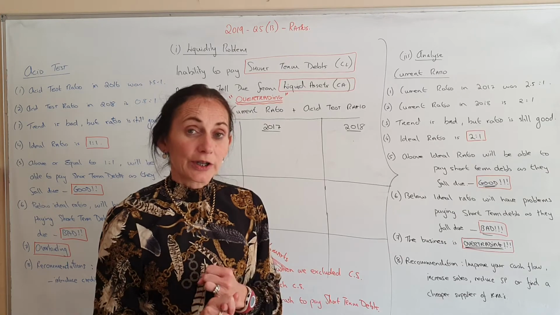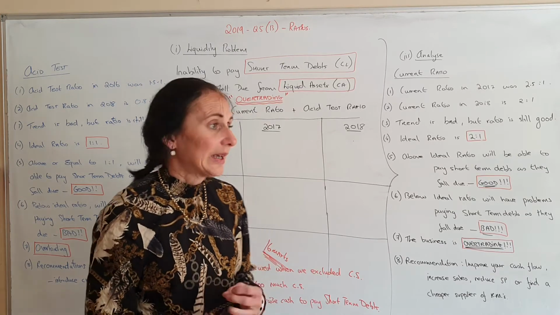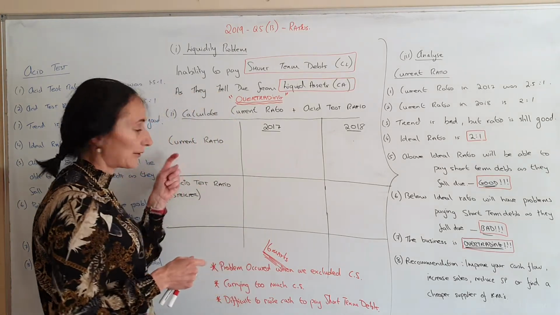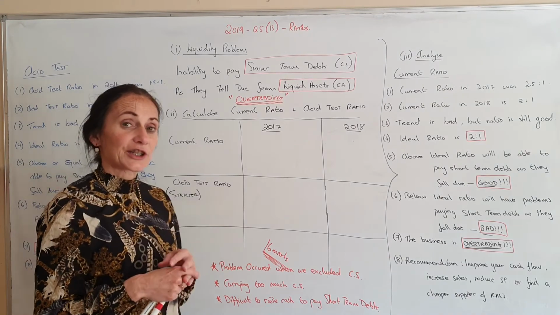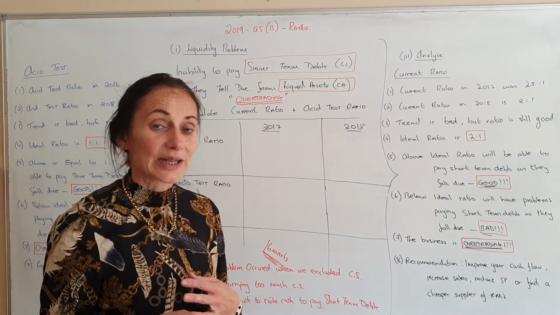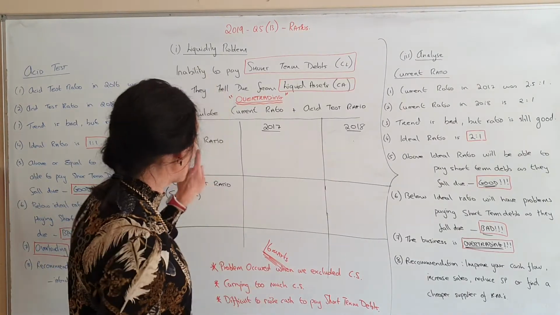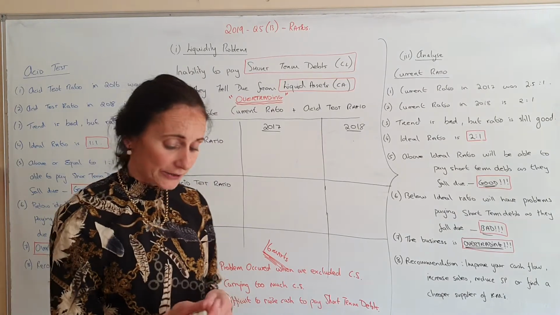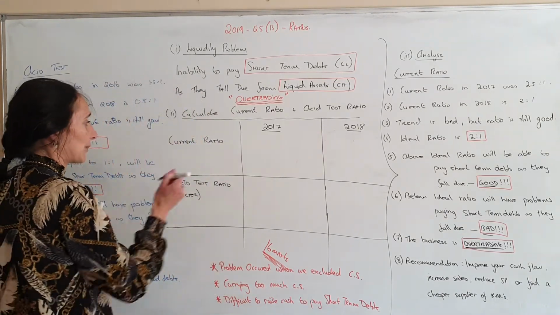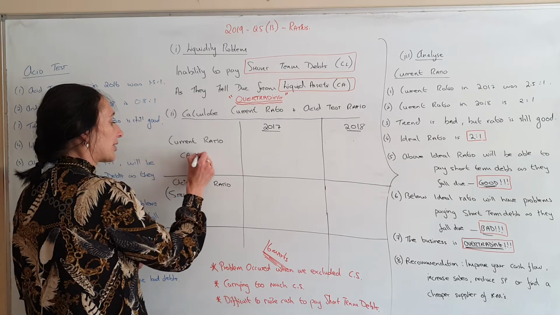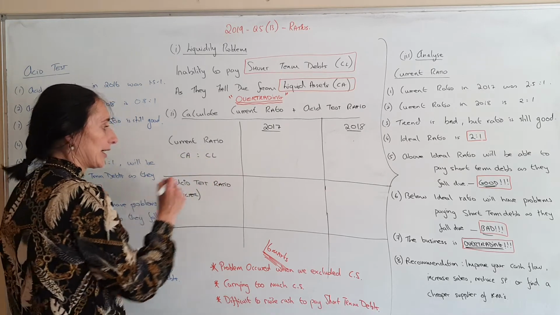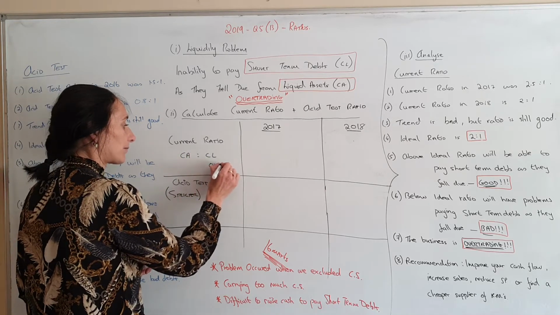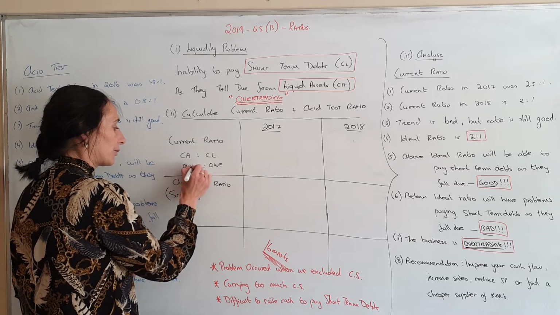Rule number one, you have to name the ratio. This question was a little bit easier, they gave you the ratios. But if a question asks you to do the liquidity ratios, first thing you're going to get marks for is naming them. Second thing that you're going to get marks for is giving your formula. Now, the current ratio is just current assets to current liabilities. Remember, these are things that you own and these are things that you owe.